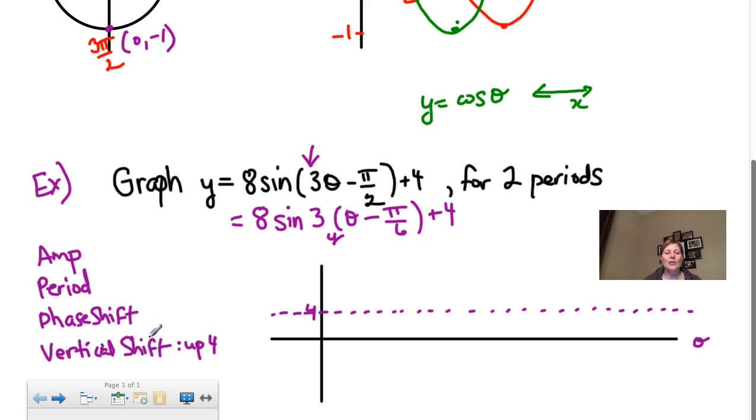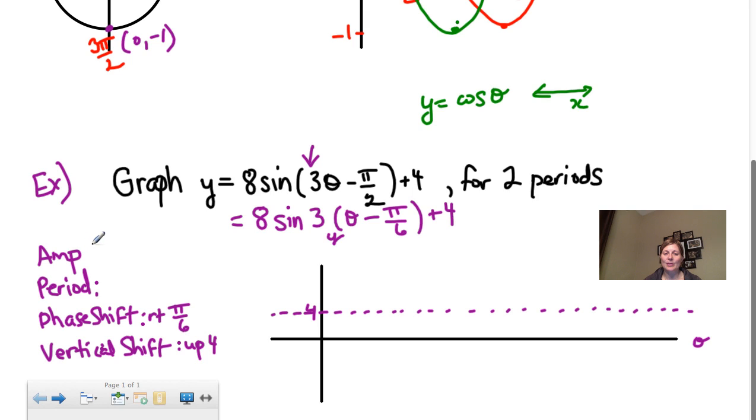Okay, so the phase shift we get by looking here. We're looking at the d value. How am I shifting left or right? And just like we've done with all of our other transformations, a pi on 6 shift that's negative inside the bracket means a pi on 6 shift to the right. So this is going to be right pi on 6. The period we're going to come back to in just a second.